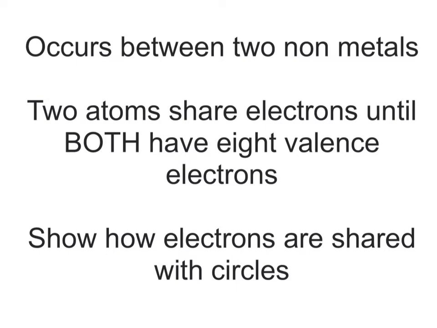What happens here is that these two atoms that are bonding are going to share their electrons until they both have 8 valence electrons. So we're not trying to get rid of all of the electrons on one and get to 8 on the other. We're trying to end up with both elements having a total of 8 valence electrons. And we're going to show how they're sharing their electrons by circling the electrons that are being shared. Let's take a look at some examples.